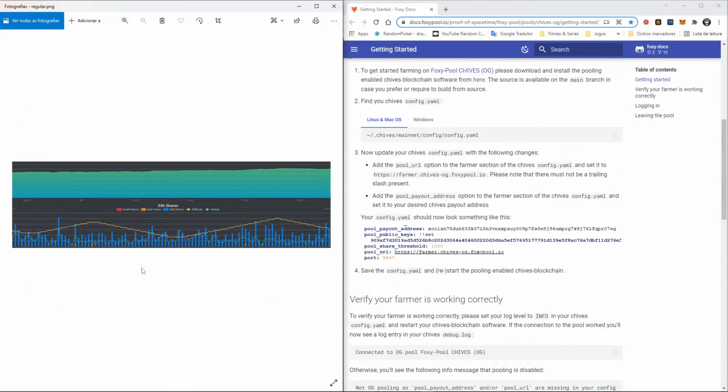This is what your farm should be. There are no voids, no problems. You have a high and low. This is a really normal graphic, and this is what you're looking for when you have your farm active.